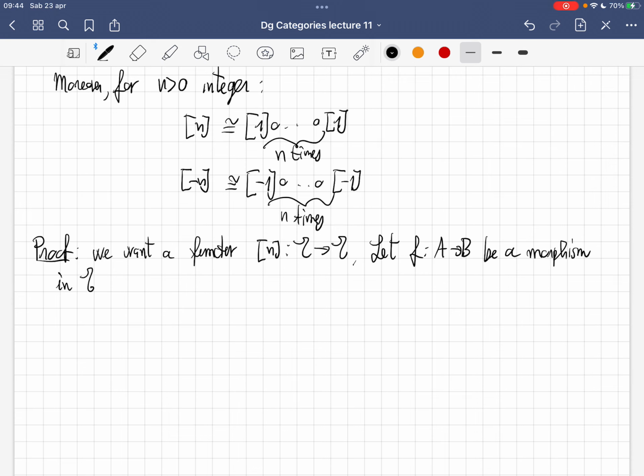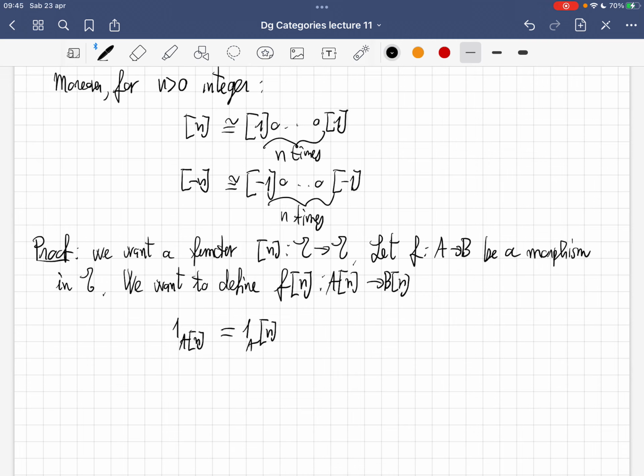in T, we want to define some n shift of the morphism itself, and of course this has to be functorial. In particular, we will want that the identity on the n shift is going to be the shift of the identity, and also compatible with compositions. These G and F are composable morphisms. I'm just not specifying which objects. So how do we do this?